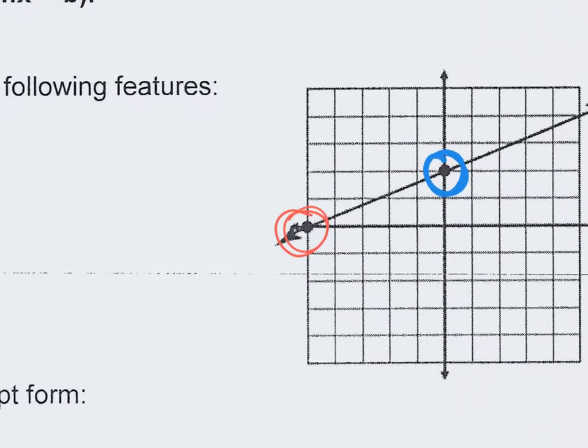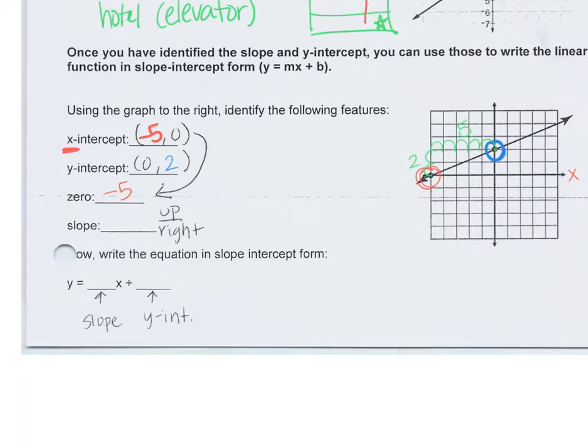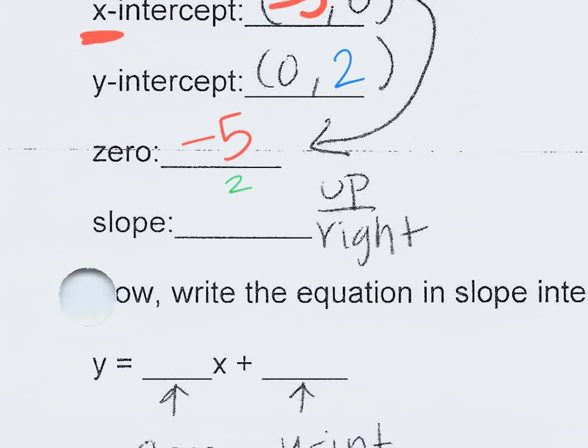Now slope, I can go from my x-axis to my y-axis. Remember, I have to get in the elevator and go up first. Then I can get out and walk 5 steps, 5 rooms, however you want to think about it. So my slope is up 2, to the right 5.